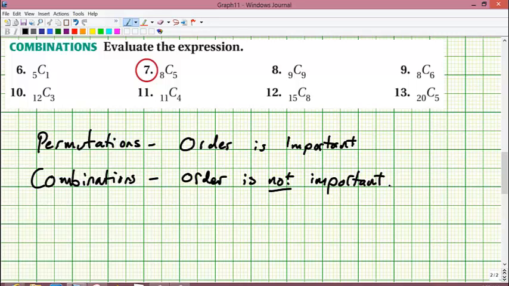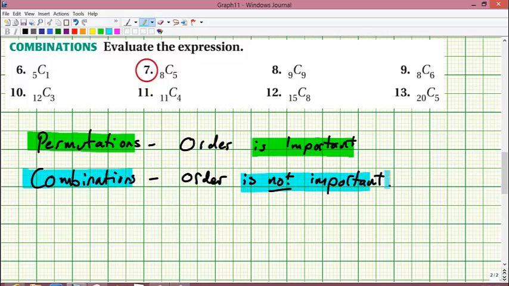Okay, one of the key things that we need to understand when we are looking at permutations and combinations is when to use permutations and when to use combinations. So the key thing is this: permutations, order is important; combinations, order is not important. Okay? Right, okay, so the problems I want you to look at now are questions 16 through 19.